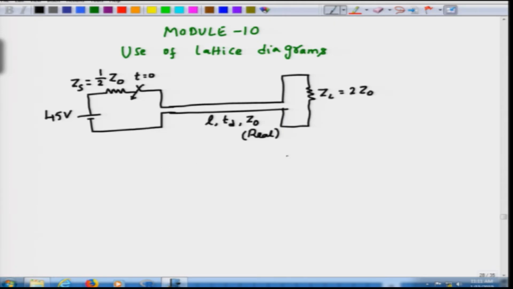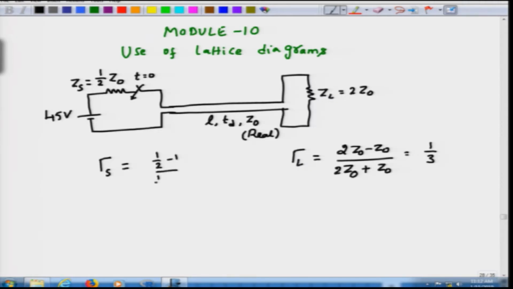Okay. So, immediately you can calculate what would be gamma L as well as gamma S. Sometimes we would have used gamma G, but both essentially mean the same thing. G and S, generator and source, all refer to the source side itself. So, what is gamma L? From the well known formula that we have already developed, this would be 2 Z0 minus Z0 divided by 2 Z0 plus Z0. So, this will be 1 over 3. Please verify these calculations, and gamma S will be half minus 1 by half plus 1, correct. So, this will be equal to minus 1 by 3, right.